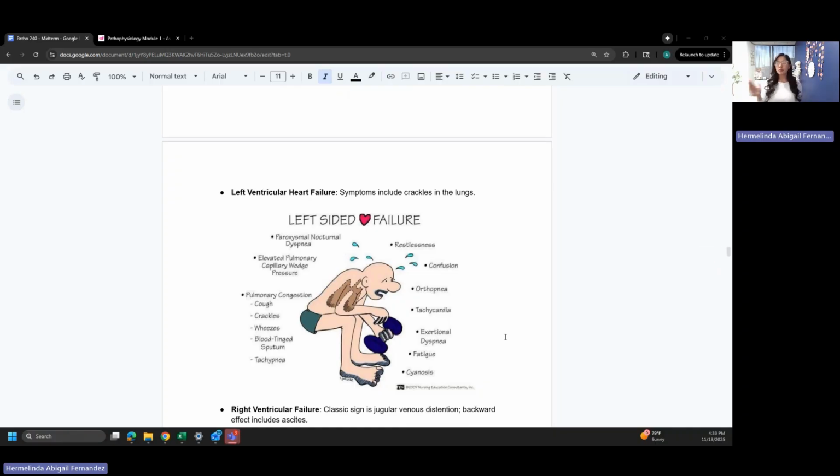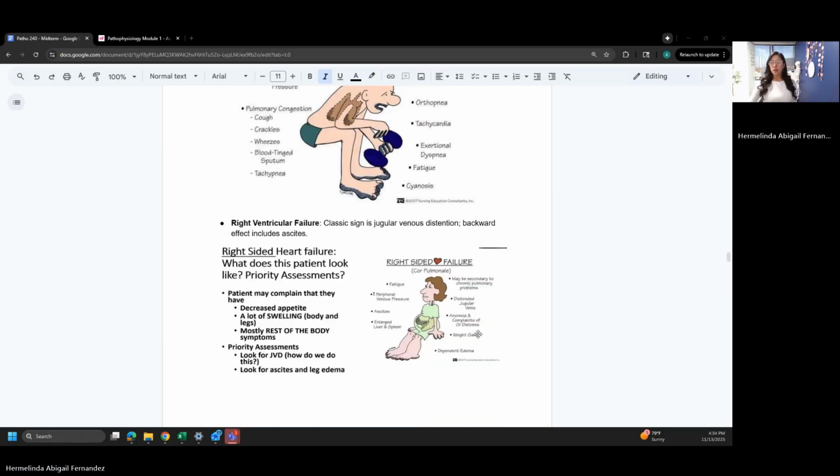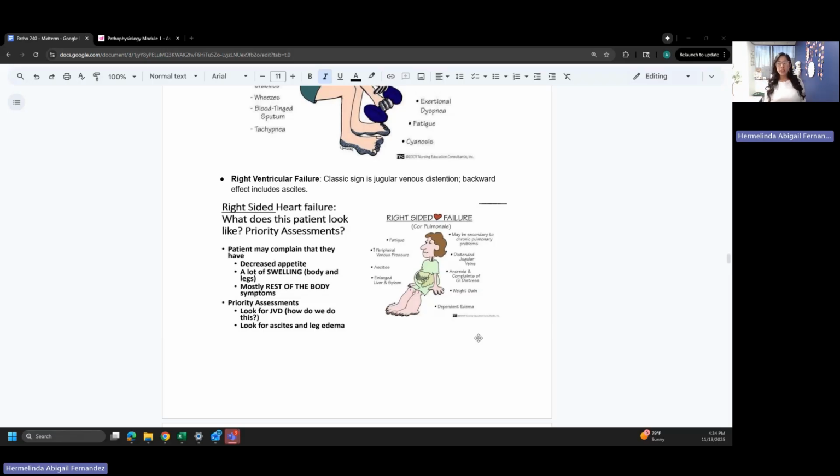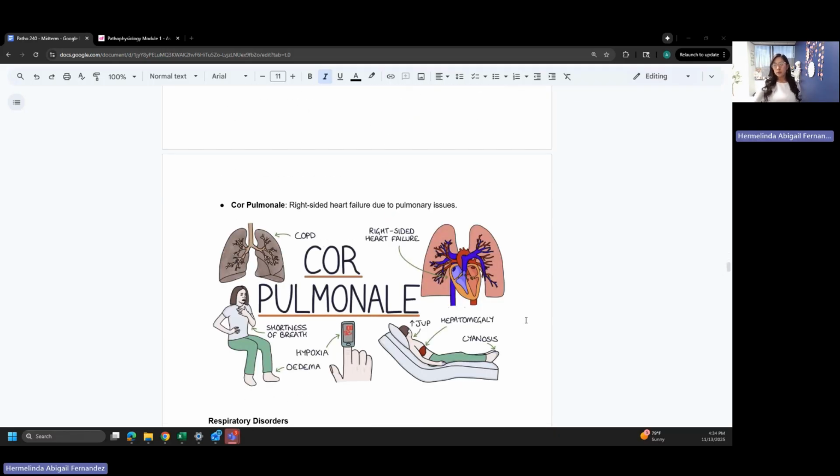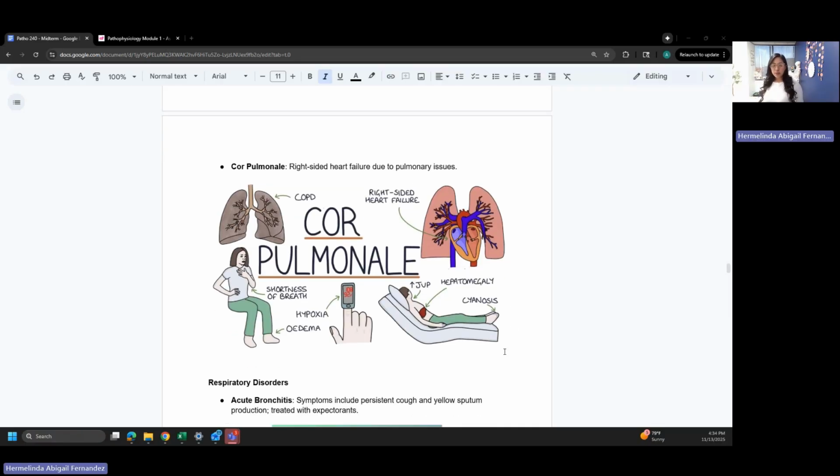Left ventricle heart failure. Some of the symptoms for your left ventricle heart failure would include crackles in the lungs. So let's just say a patient comes in and you are assessing them, and then you start hearing those crackles in the lung. That would be a sign and symptom that you will see for left ventricle heart failure. Right ventricle heart failure. These are the classical signs and symptoms: jugular venous distension, a backward effect, including ascites. Cor pulmonale, so this is right side heart failure due to pulmonary issues. So we have hypoxia, edema, the swelling of your feet, shortness of breath, COPD.